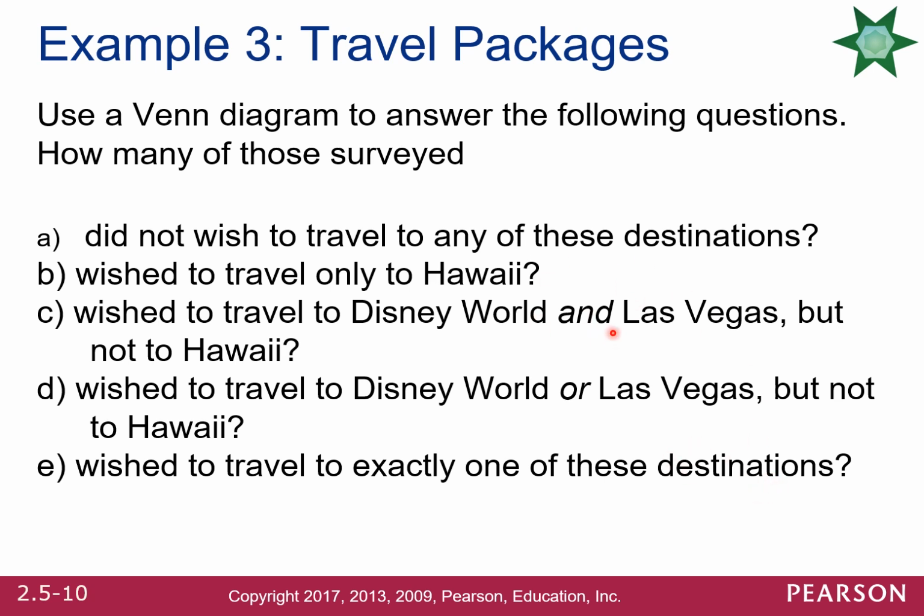I just want to point out here that for question C and D, the wording looks pretty much the same, except that one has an "and" in it and the other one has an "or" in it, because that's going to make a difference to the answer we provide. "And" would mean going to both places, an intersection, whereas "or" means either Disney World or Las Vegas, so it would mean a union. We have to keep that in mind when we work through the solutions.